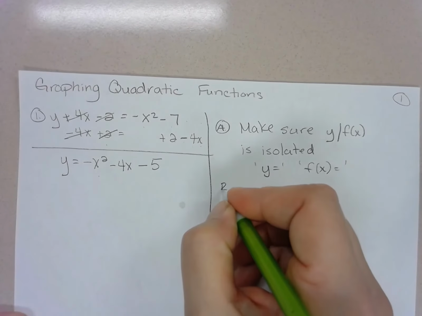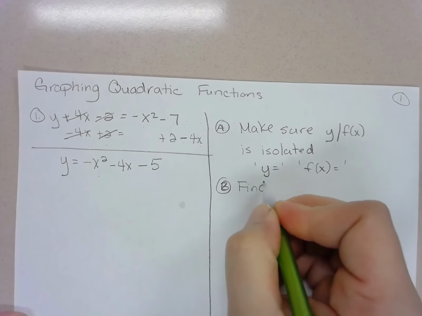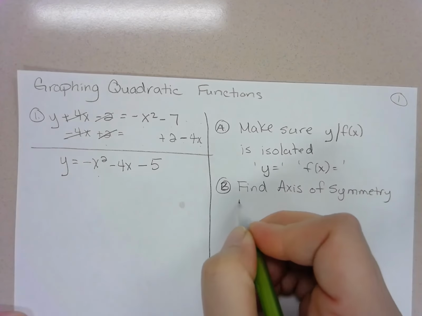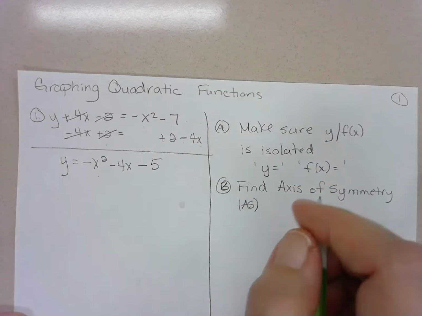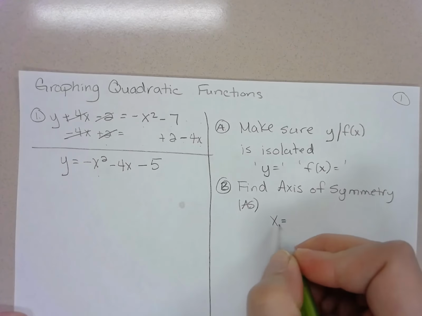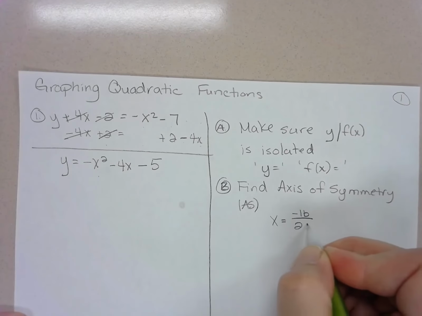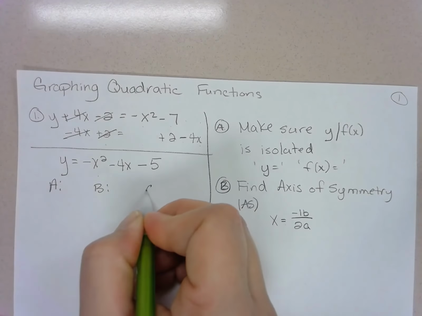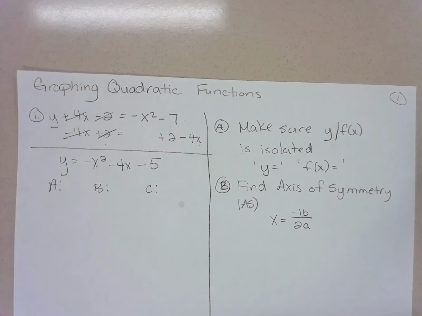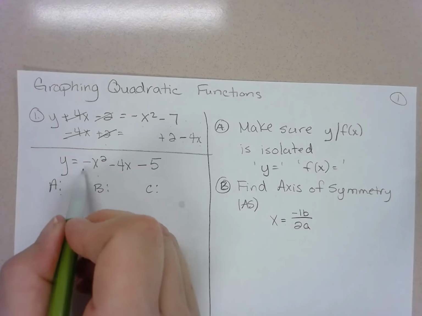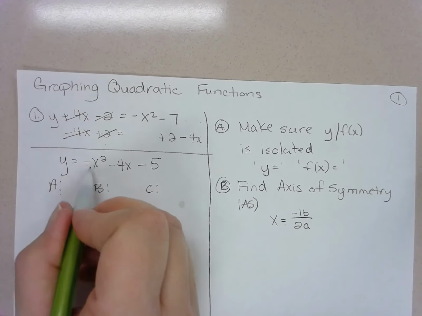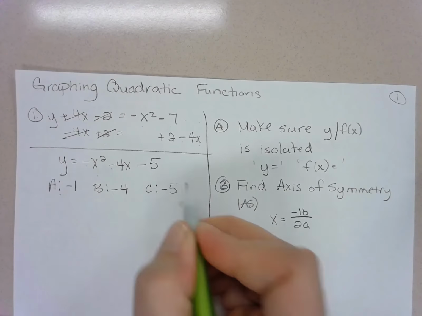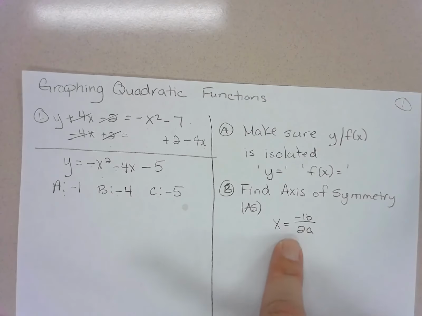And the next thing we want to do is find the axis of symmetry. I'm going to abbreviate that AS just to make life a little simpler. And we're going to use that formula, x equals negative b over 2a. So let's identify our A, our B, and our C. If we do that, it makes it a little bit faster to get our work done. So my A term is whatever's in front of my x squared. There's just a negative there, so that's an understood one. So -1 is A, B is -4, and C is -5. These are the numbers that I'm going to use in this formula.